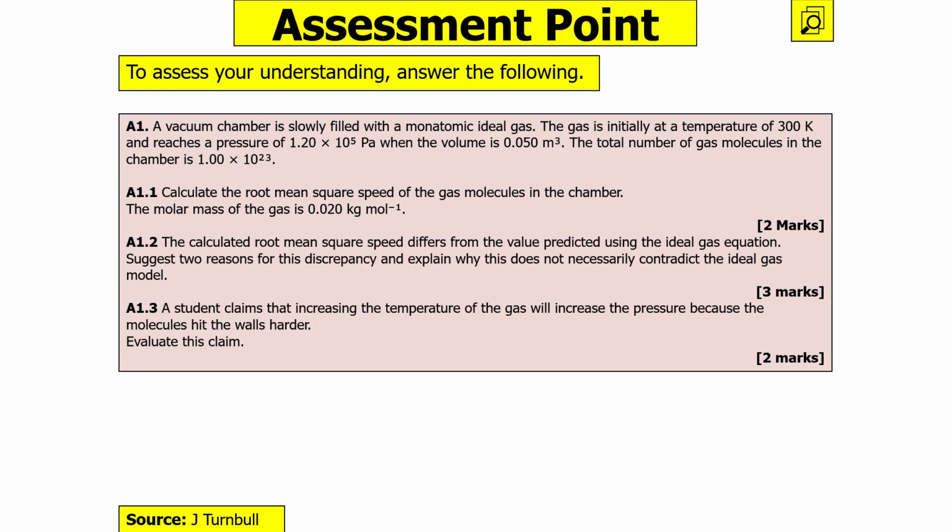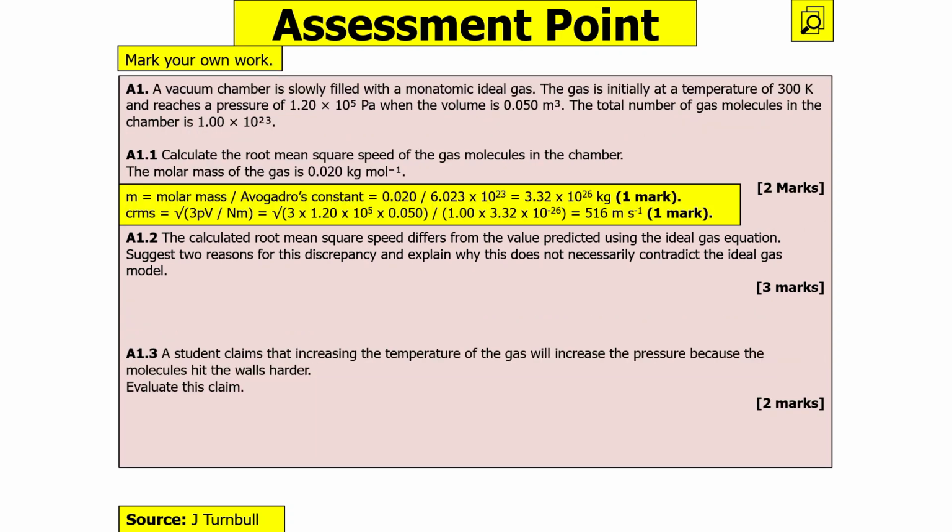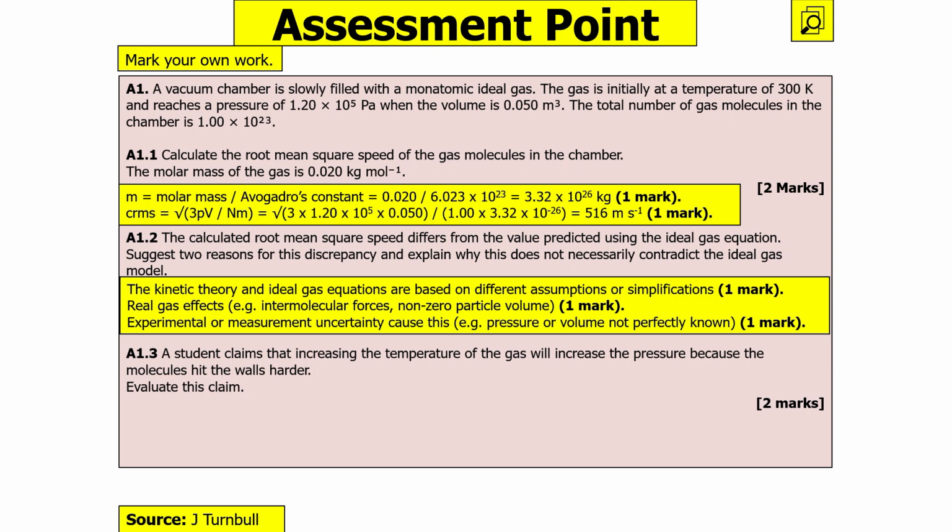In our first answer, we can work this out by using the equation m is equal to molar mass over Avogadro's constant. So we pop that through and we get 3.32 × 10^-26 kilograms. We know that c_rms is equal to the square root of 3PV over Nm. We pop in all the values and we get 516 meters per second. Now, the kinetic theory and ideal gas equations are based on different assumptions or simplifications. Real gas effects such as intermolecular forces and non-zero particle volume will affect the result.